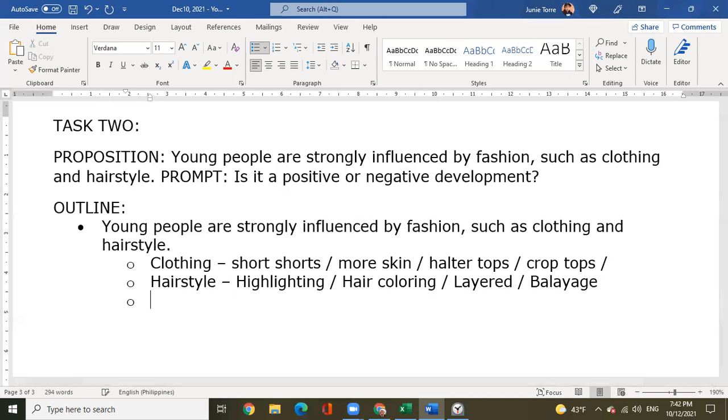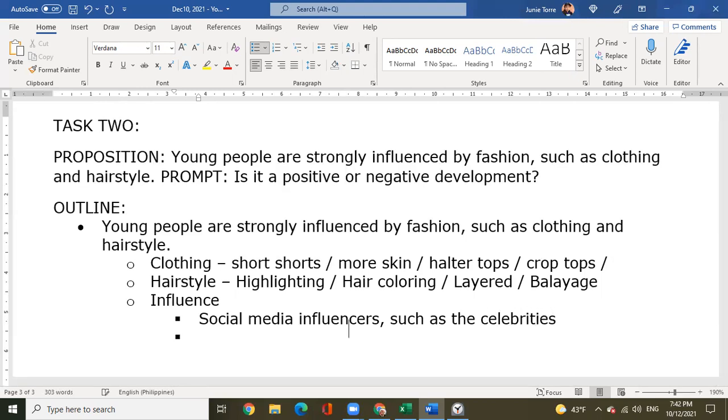So gosh. I don't even know what to say. Influence. So we will mention social media influencers. K-pop. K-pop idols. Yeah. Such as the celebrities. We can also cite the K-pop phenomenon. There.